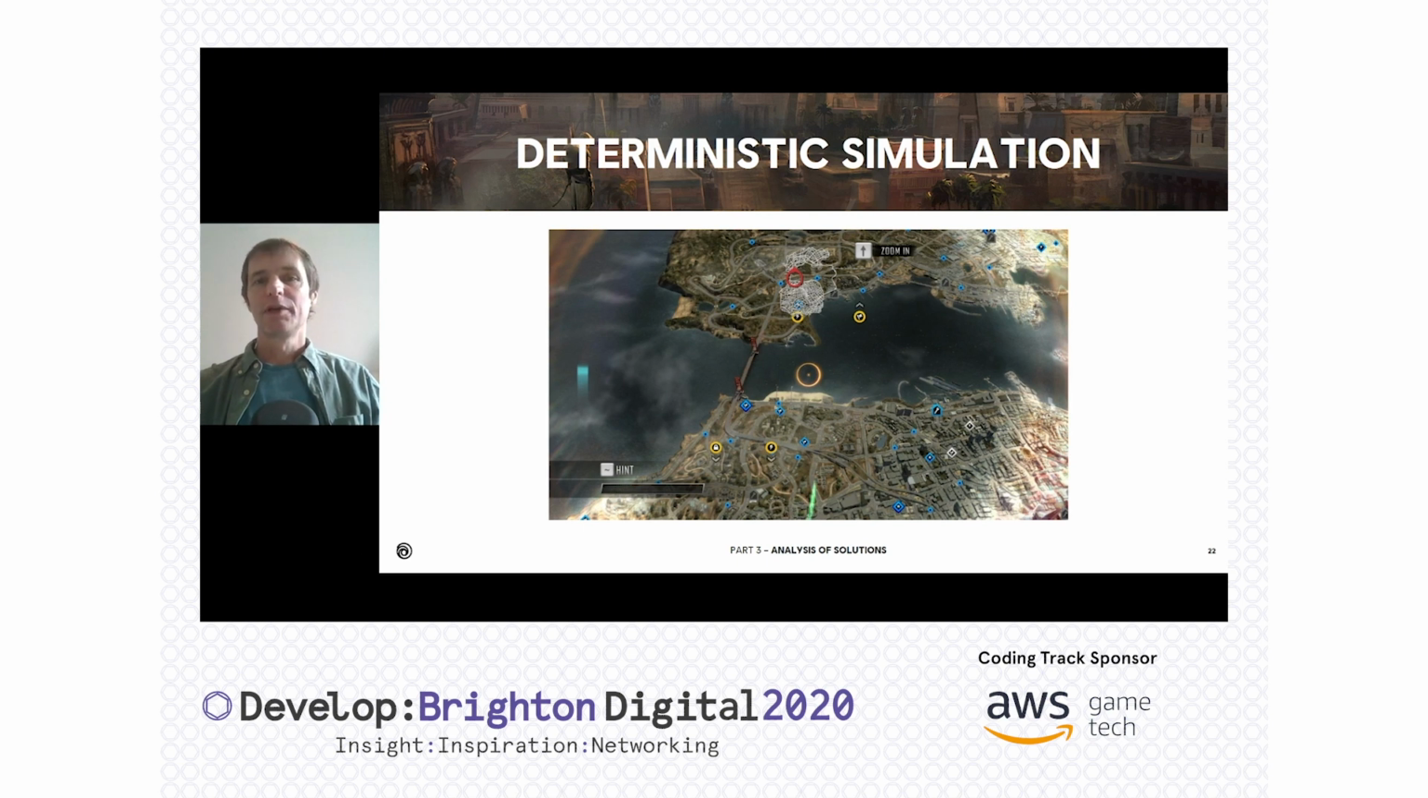We've been looking in the previous slides at approaches that can reduce the cost of updating entities in the world. But there is a way that we can avoid simulation entirely by describing a dynamic world with a static set of data. This is a technique that we used successfully in Driver San Francisco to describe the motion of all of the civilian traffic in the city.